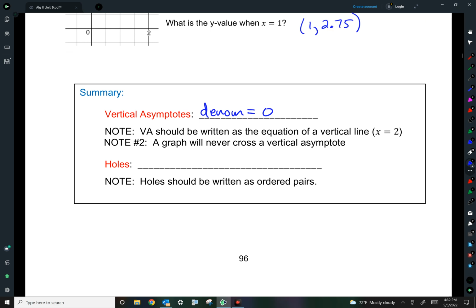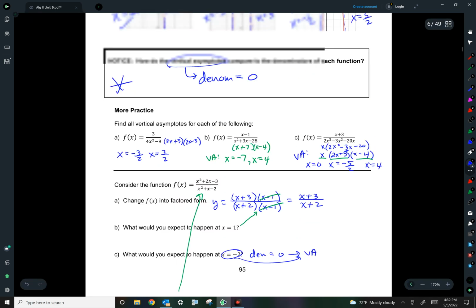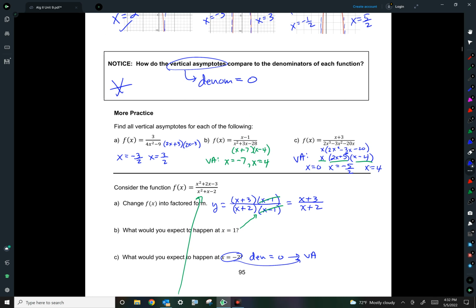Okay, vertical asymptotes should always be written as the equation of a vertical line. Notice every time I gave an answer for a vertical asymptote, I wrote x equals. Look up here at these A, B, and C. Notice I said x equals negative 3 halves, x equals 3 halves, x equals negative 7, x equals 4. I didn't just list the numbers. I always wrote it as x equals.